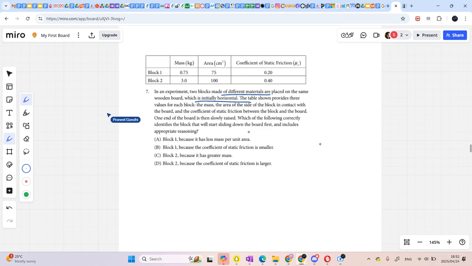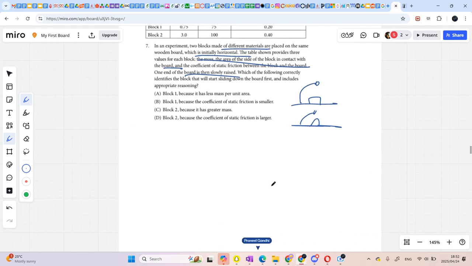All right, so different materials, initially horizontal. I always draw a picture just to get a visualization. So we have 2 blocks. We slowly start inclining them. We have these 3 quantities and all that. Slowly raise the board. What we want to consider is a particular moment in time, when you have the incline and the block on here, as we're in the process of raising this incline.